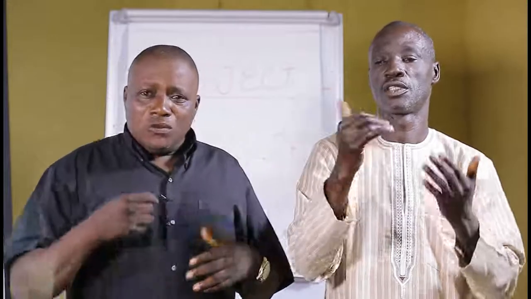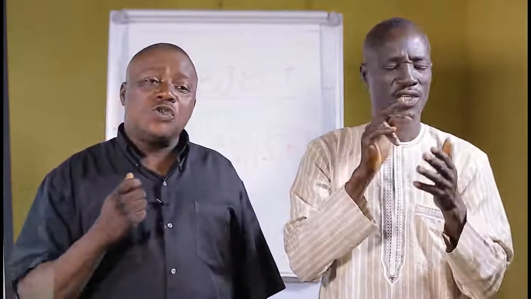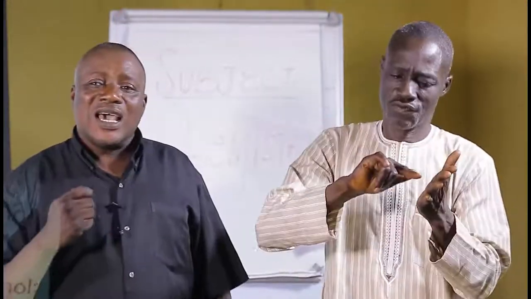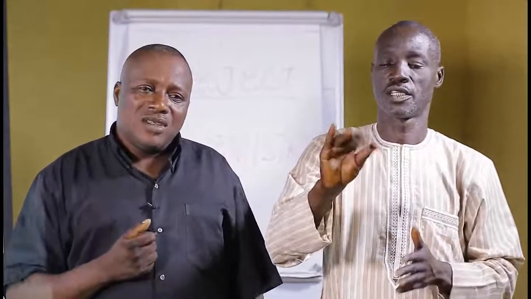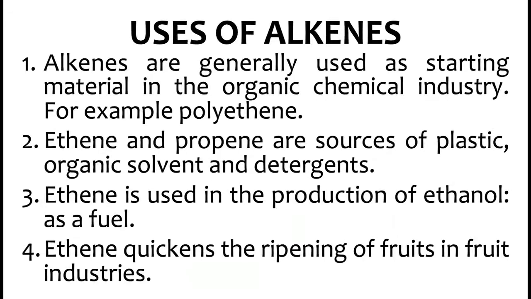Now, we want to see what are the various uses of this alkene family. The first one that is common that we know is that in our respective homes, we use this alkene in making what we call polyethene. You know polyethene bag, isn't it? Through a process known as polymerization, you can form what is called polyethylene.